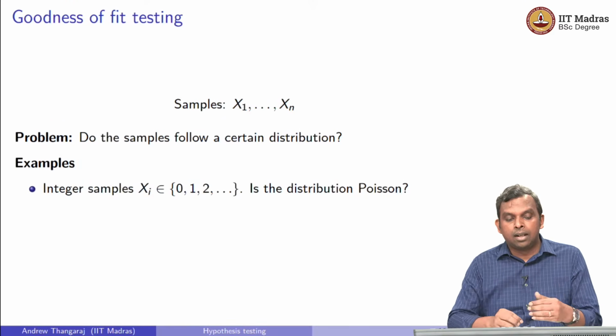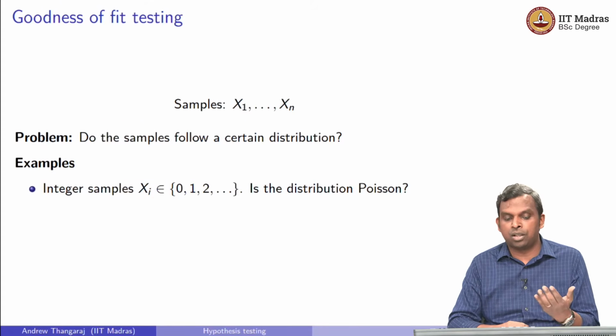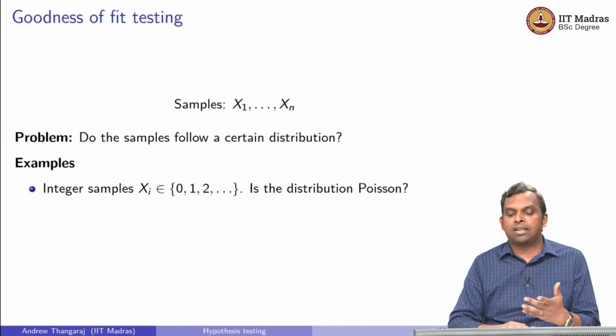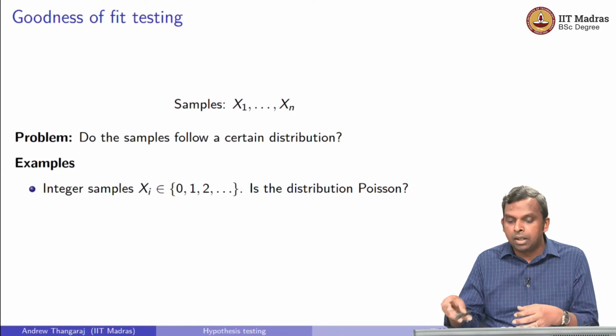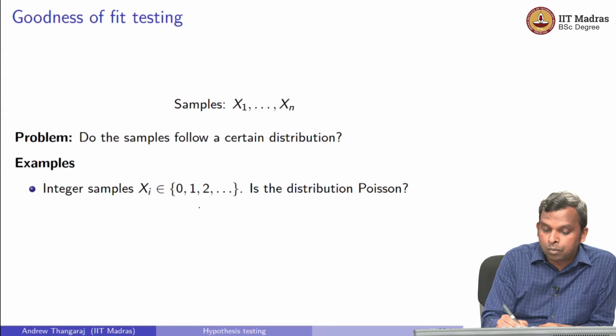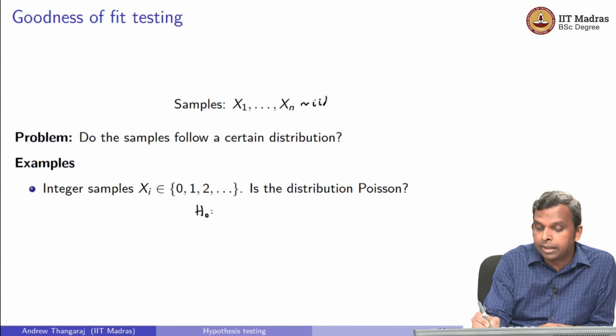For instance, if you have non-negative integer samples, you may ask the question, is the distribution Poisson? So what is the null hypothesis here? The null hypothesis is, supposing you say these are all IID, we say X is Poisson lambda.